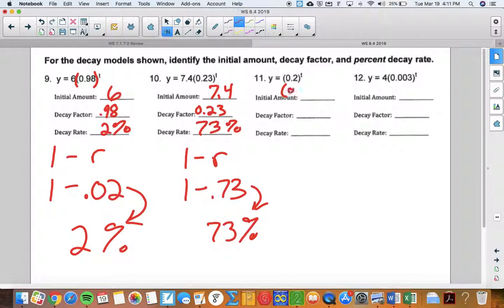Number 11 is a little bit tricky because the initial amount is the multiplier out in front here. And I don't see a number, so what is it? It's a 1. And then you could also think of what's in the parentheses as 0.20. Perhaps think of it as 20 cents. So that's your decay factor. So now you're thinking, again, 1 minus what? 1 minus how many cents is 20 cents. And then convert that to your percentage. Good luck on 11 and 12.